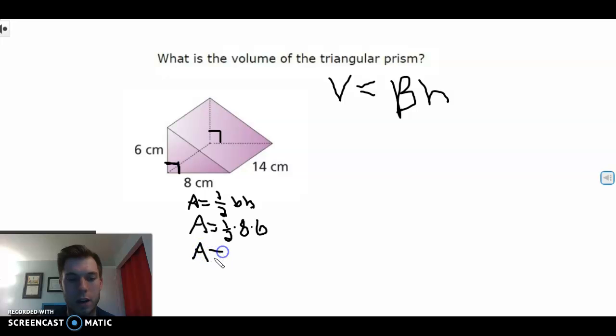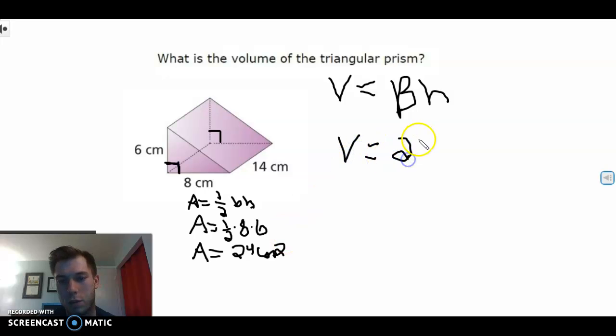We can figure out the area of the triangle by 1/2 multiplied by 8 multiplied by 6, which gets you 24 centimeters squared. We're going to substitute that back into our volume formula, which we get 24 multiplied now by the height of the triangular prism. The height is 14, so we'll multiply it. Whoa, that's a crazy 14. It kind of looks like one of my check marks there.